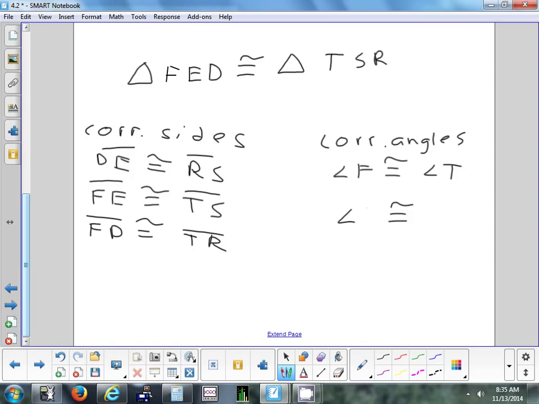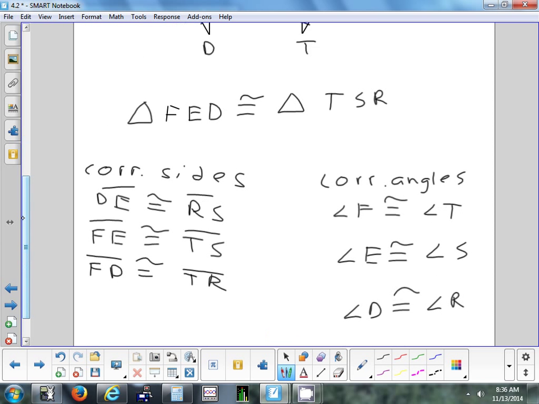Another angle, let's do angle E. Dakota, what does that correspond to? Angle S. Yep, E is in the middle, S is in the middle. So you're just looking for that similar spot. And the last one, Morgan, which angle haven't we used yet? Yep, we haven't used D. And what does that correspond to? R. Good. So we've listed all our corresponding sides and angles, and we have our congruence statement up above. Any questions on that?